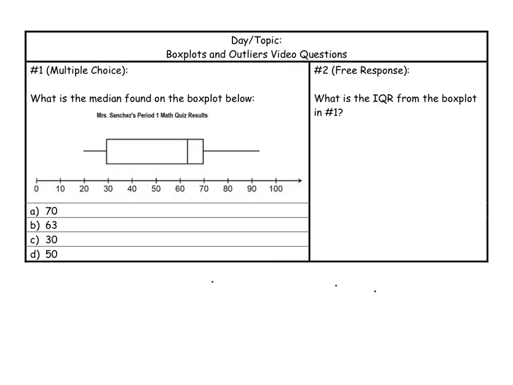Okay, so now it's your turn to look at this box and whiskers plot right here. This is Mr. Sanchez's period 1 math quiz results. In question 1 we're looking for the median. Keep in mind that for the median we are looking for this line right here. So what does the median represent? What is the median grade for Mr. Sanchez's period 1 math quiz results? Question number 2, you're looking for the IQR. For the IQR, keep in mind that that is quartile 3 minus quartile 1. So here's quartile 1, and here's quartile 3.